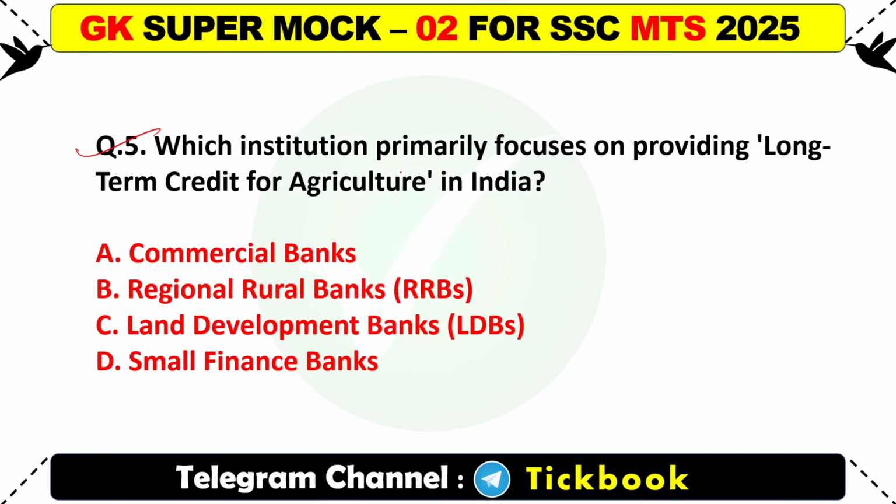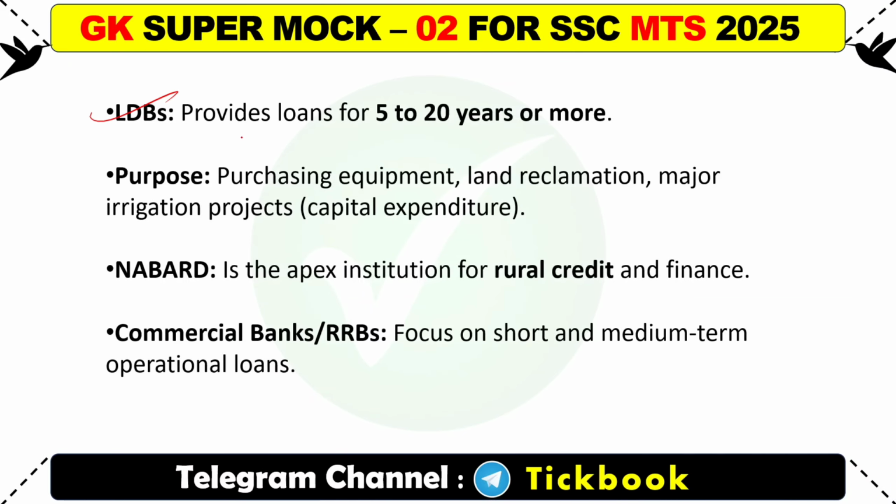Question number 5. Which institution primarily focuses on providing long-term credit for agriculture in India? Option number C, Land Development Banks. Land development banks provide loans for 5 to 20 years or more. Purpose, purchasing equipment, land reclamation, major irrigation projects, capital expenditure. NABARD is the apex institution for rural credit and finance. Commercial banks or RRBs focus on short and medium term operational loans.